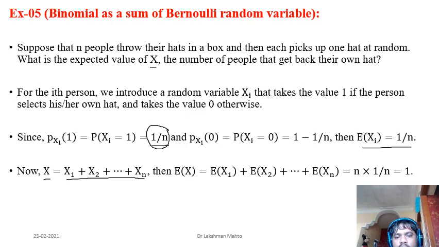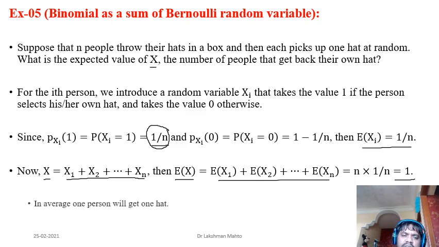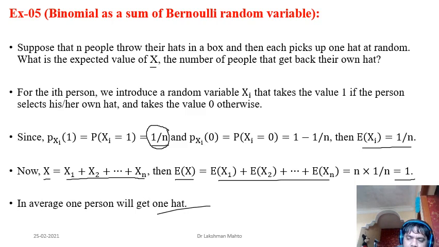So it is very easy to calculate the expectation of x. If there is independence, then it would easily be just the summation of the expectations of the n Bernoulli random variables. And what is the expectation of each Bernoulli random variable? It is 1 by n. So just multiply n with 1 by n, that means 1. You are getting the expected value of x as 1. So what does it say? It says that on average one person will get 1 hit. That is the meaning of expectation.